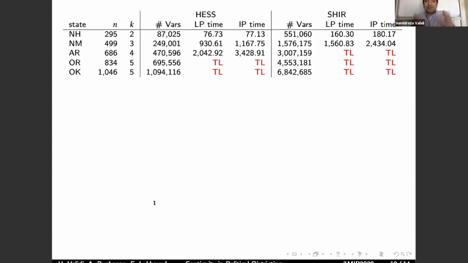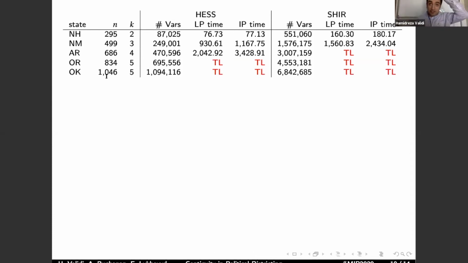And then we just gave the models to Gurobi to see what happens. And we found that it really struggles to, for example, solve the LP relaxation of Hess at node 0 of the branch and bound, for example for Oregon or Oklahoma, with just this number of vertices or tracts.